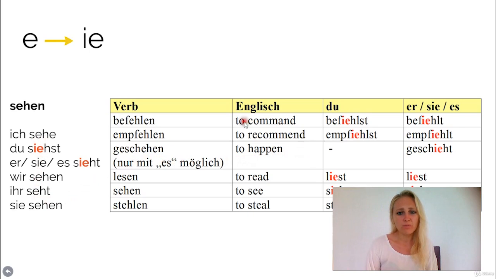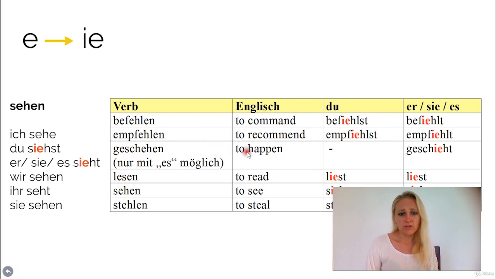So here we have a few more verbs that belong to this group, like befehlen, for example, to command. Du befiehlst, er, sie, es befiehlt. The other ones, ich befehle, wir befehlen, ihr befehlt and sie befehlen would stay normal. Just du and er, sie, es, the E is changing to an IE. Then empfehlen, to recommend, the same. Du empfiehlst, er, sie, es empfiehlt.